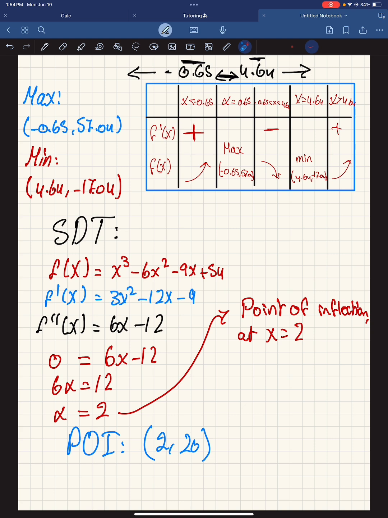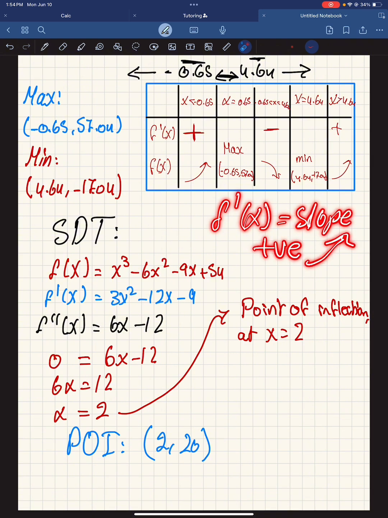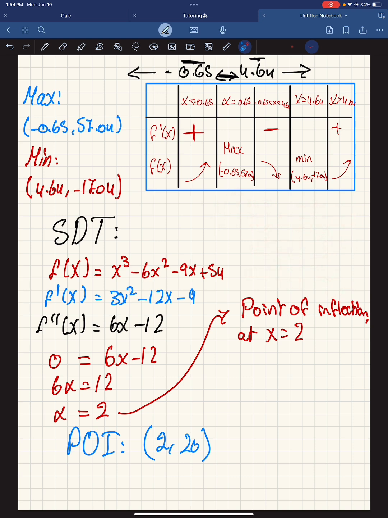Since the derivative function gives us the slope at a certain point, if it's positive, that means your graph is increasing. And if it's negative, that means your graph is decreasing. That's what's going to help us. So if we plug in a value here, we get a positive value. So we know from negative infinity till this point, our graph is increasing.